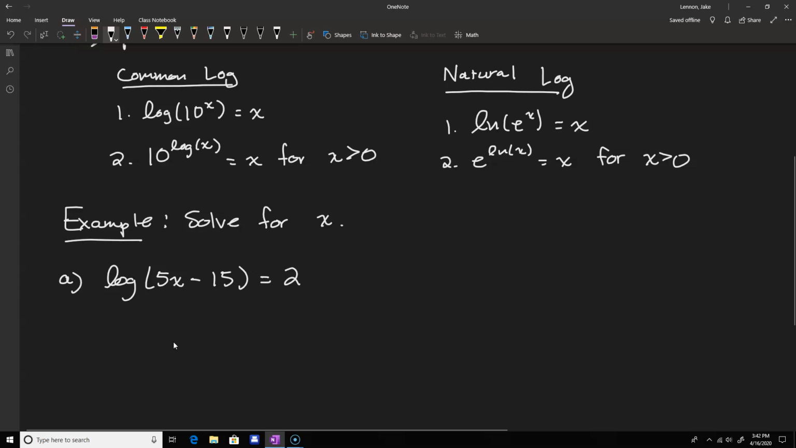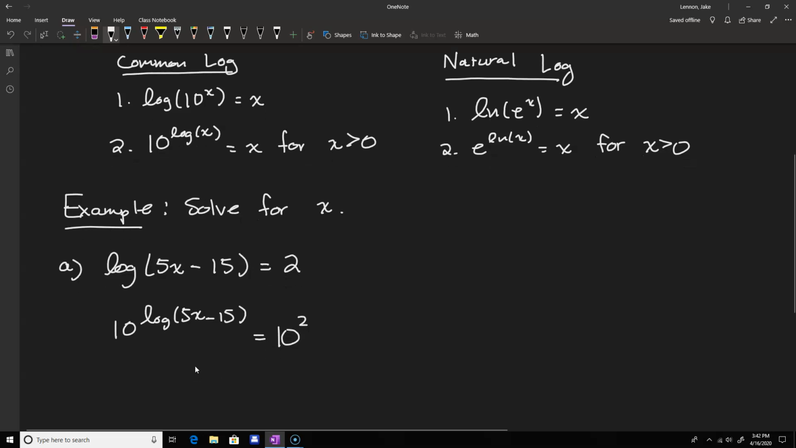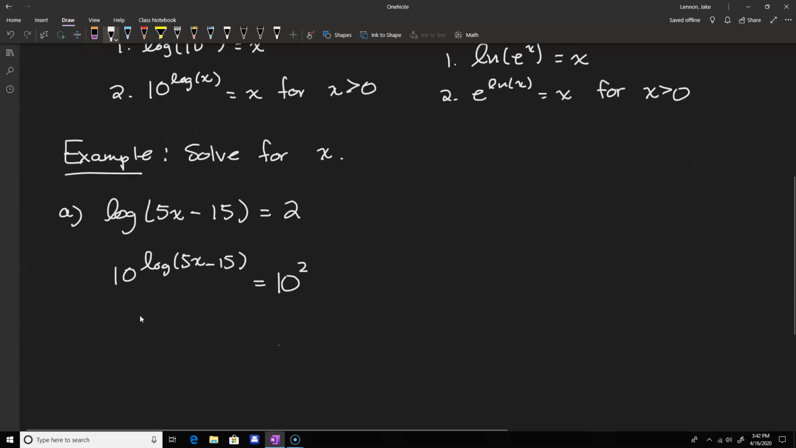Okay, so what we want to use when we're solving a logarithmic equation, so notice the 5x minus 15 is inside the parentheses of the logarithm, we want to use property number 2 to cancel out the logs. So basically we want to make both sides the exponent of 10. The equation is preserved so long as whatever you do to one side of the equation is done to the other. So on the left-hand side, we get cancellation from property 2, so we get 5x minus 15. And on the right-hand side, we can just simplify that to 100.